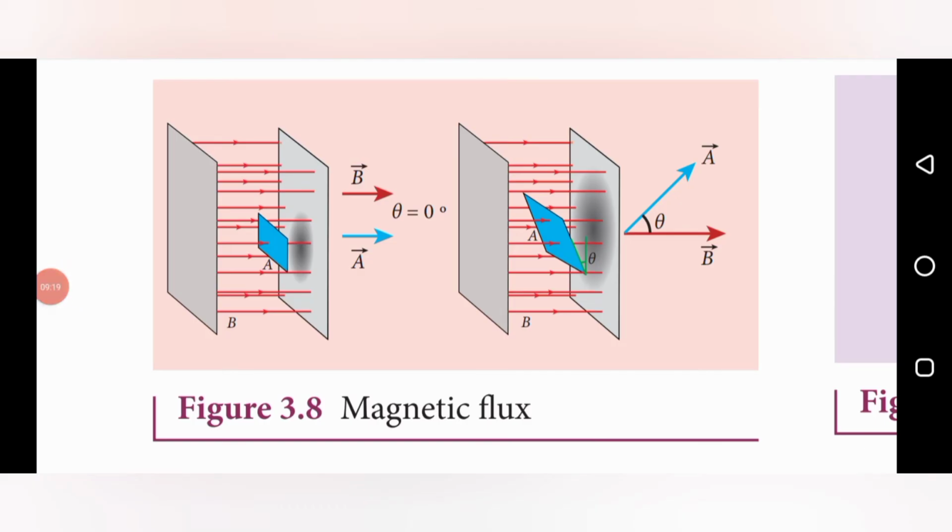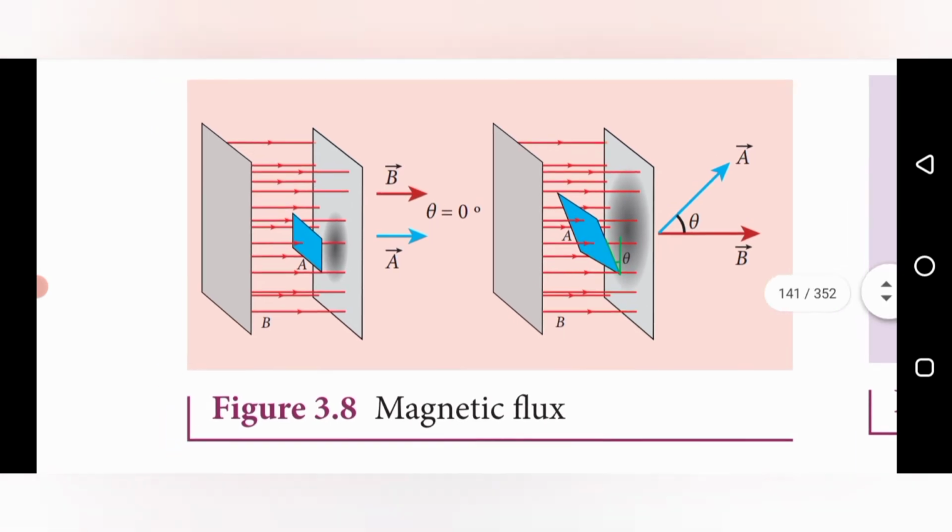Next one, magnetic flux. So what is meant by magnetic flux? Do you remember electric flux? Electric field lines can occupy a particular area, that is called electric flux, which we already studied in the first lesson. The same procedure is mentioned here also, that is the magnetic flux.